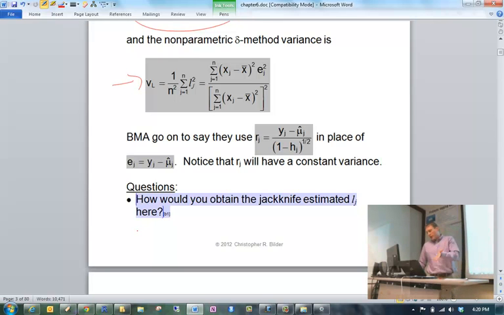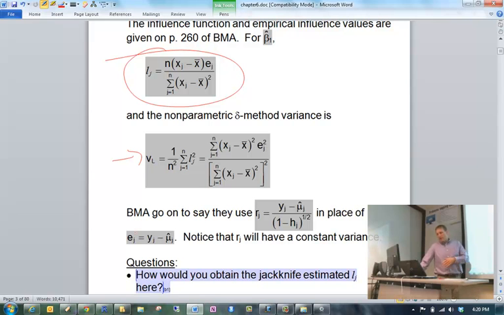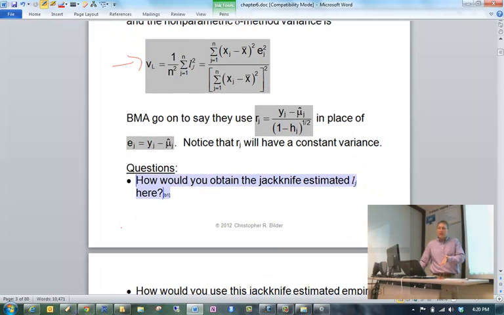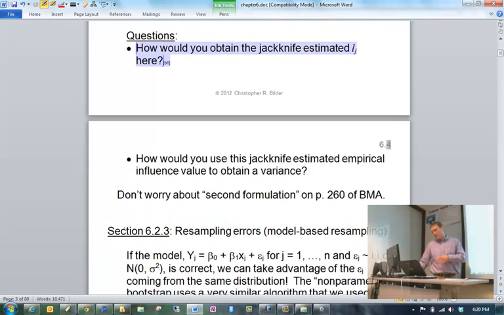So what you are responsible for is to understand, obviously, how to work with these empirical influence values. But let's say I want to use a jackknife to estimate this LJ here, what would I do? Well, just like what we've done before. Nothing really has changed. How would you use the regression method to estimate these LJs? Just like what we did before. Now we just have a different statistic that we're working with, beta hat 1.